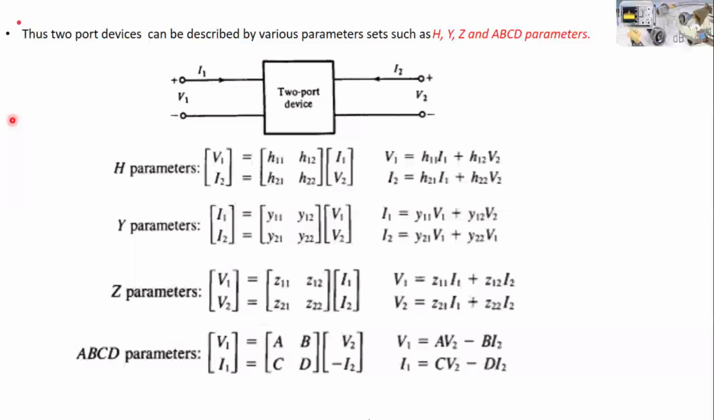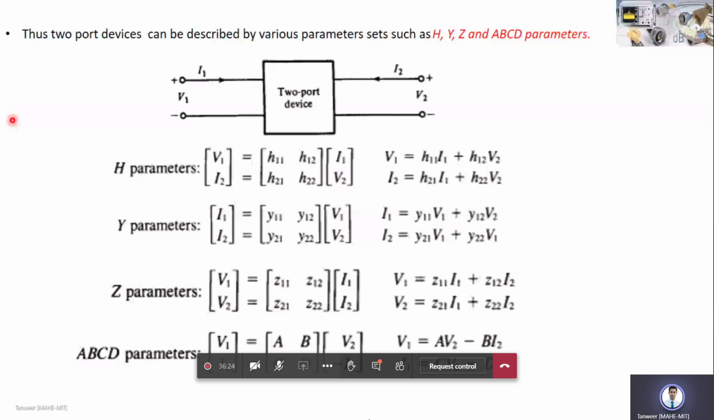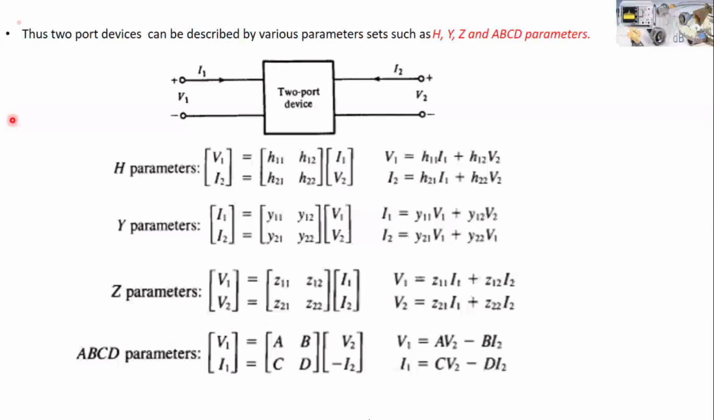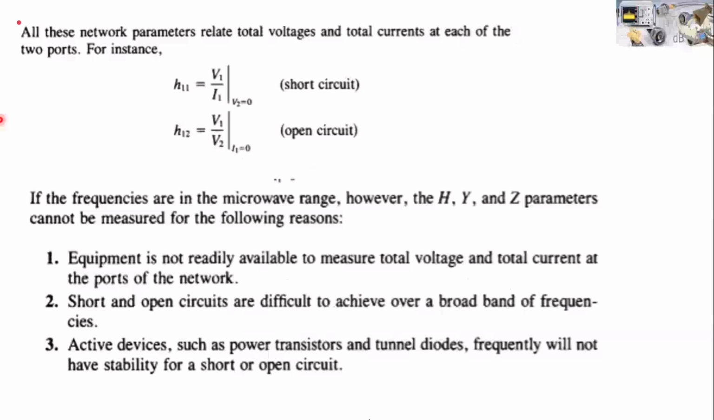Correct. Now all these particular parameters relate voltage to current. We have nothing to do with these parameters, just for your information we are discussing here. So various two port parameters are H parameters, Y parameters, Z parameters, and ABCD parameters. I think you will know all these parameters. Now all these parameters relate voltage and currents at each of the two ports, either at short circuit condition or at open circuit conditions. Now these are well suited for low frequency signals.